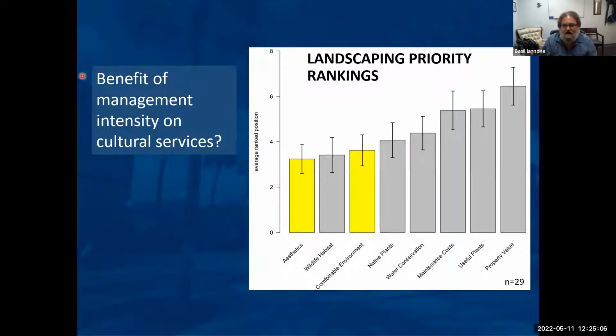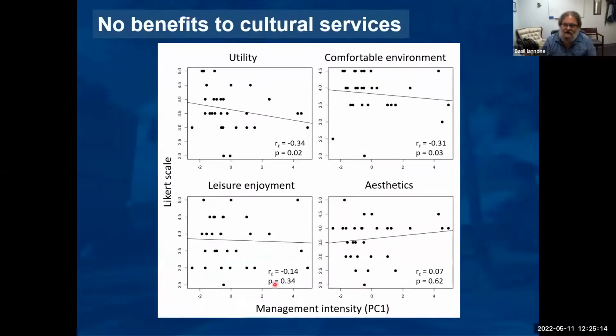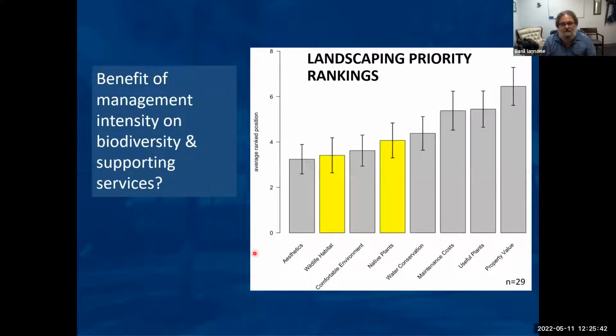Now, we asked about the cultural services that people identified as important, the aesthetics and the comfortable environment. We asked them, how much utility, comfortable environment, leisure enjoyment, and aesthetics do you get out of your yard? And we related it to that axis of management intensity. What we found was a negative relationship. People who manage their yard more intensively got less utility out of it, and they also had a less comfortable environment. Management intensity was not related to leisure enjoyment or aesthetics. So we also did this again for wildlife habitat and native plants.